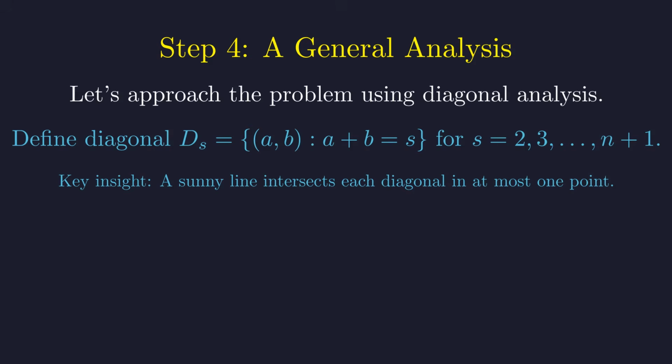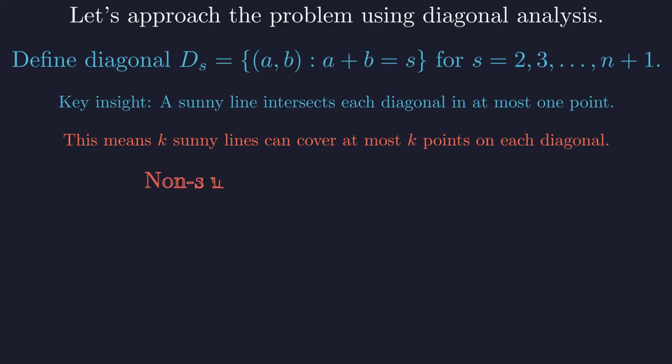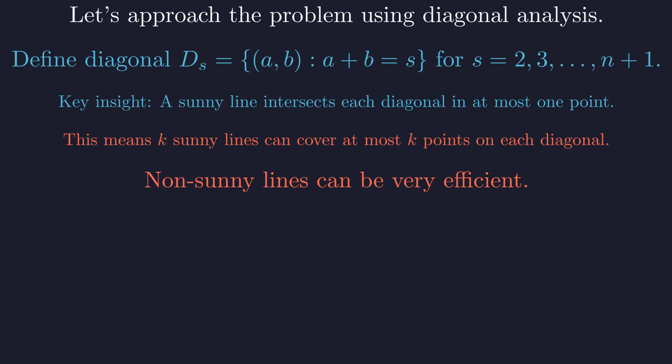Meaning it can intersect each diagonal at most once. This implies that k sunny lines can cover at most k points on any given diagonal. This makes them relatively inefficient for covering long diagonals. In contrast, a non-sunny line with slope -1, such as x plus y equals s, can cover an entire diagonal in a single stroke. This efficiency is the key to the solution.